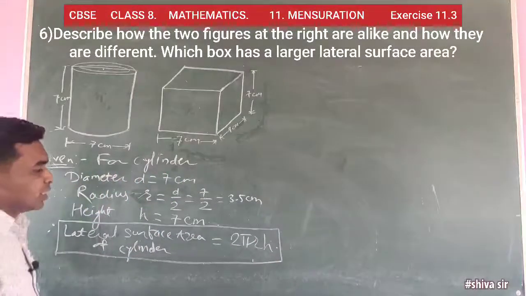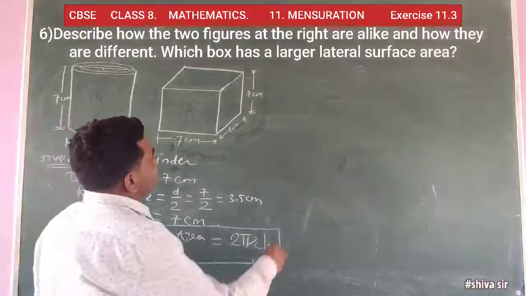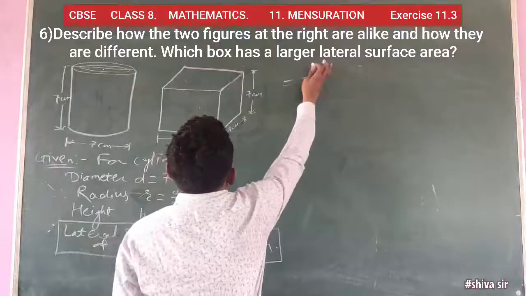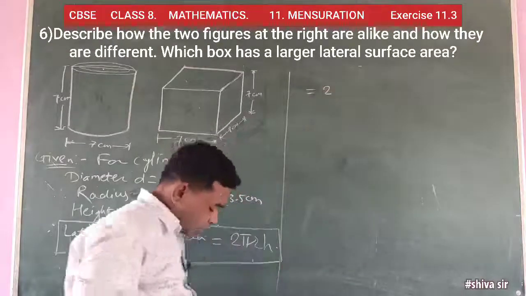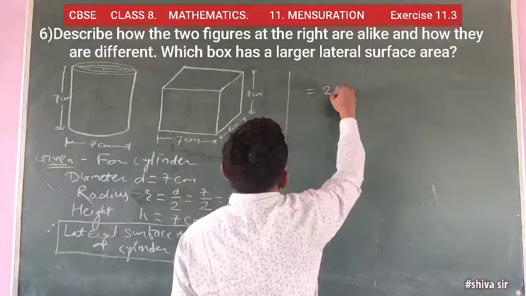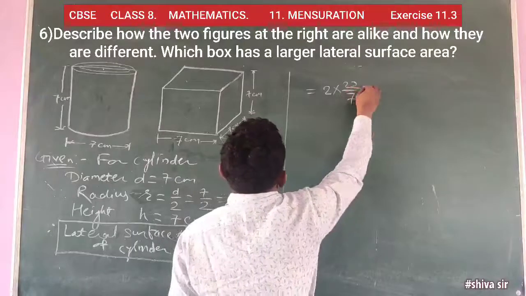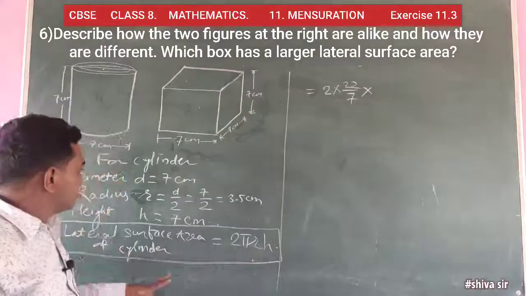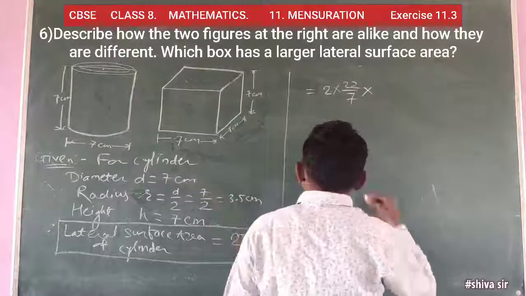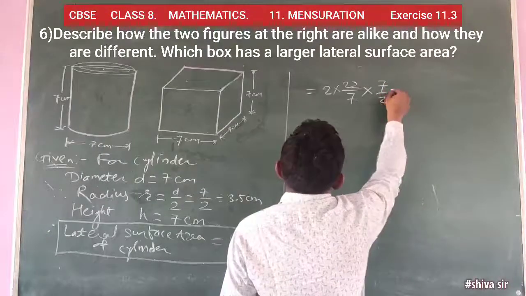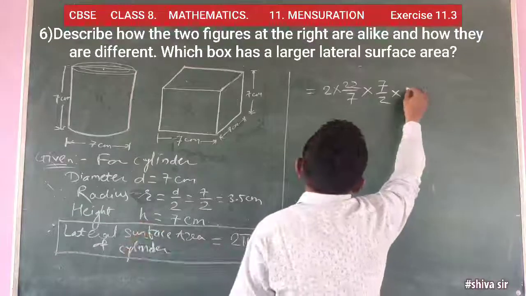So it is a formula, make it a bracket. And after putting the values, that means 2 into pi. What is the value of pi? 22 by 7. Then r. What is the value of r? Don't take the decimal point, just take 7 upon 2. And into height, again height is 7.